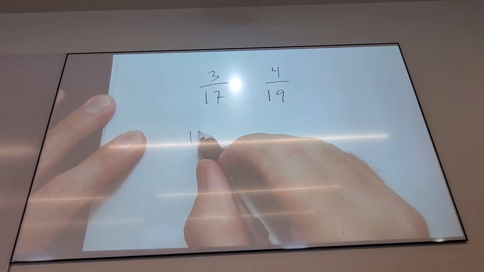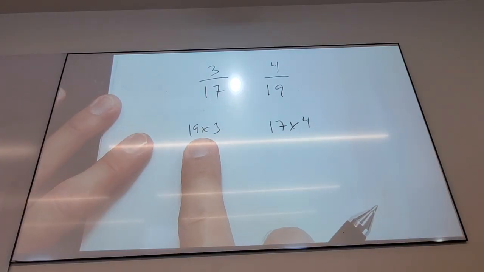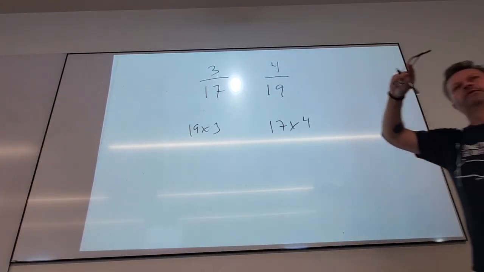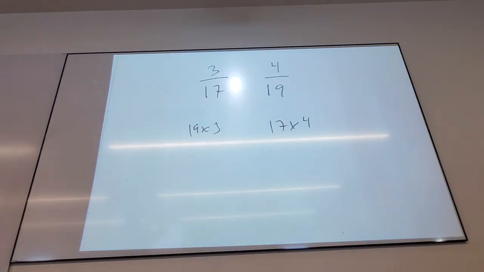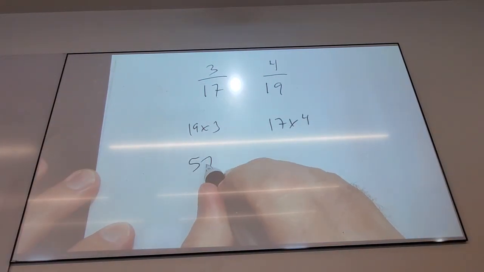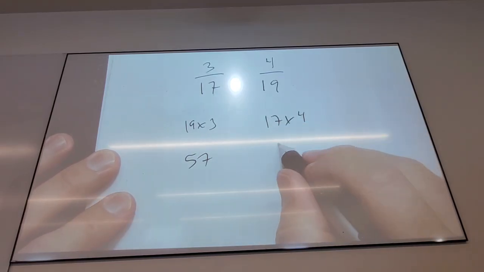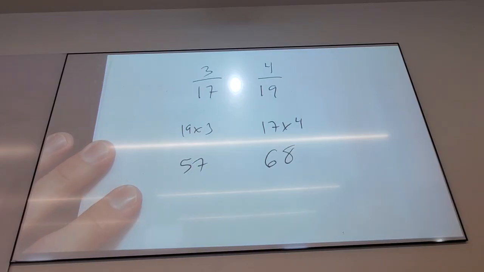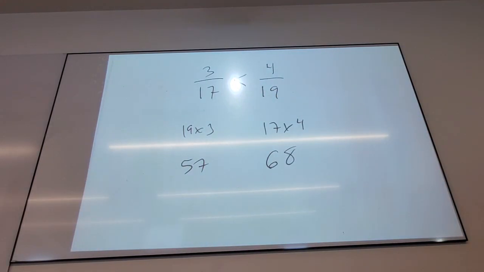So if you do 19 times 3 and 17 times 4, let's see if you can apply the idea I just used. What's 3 times 20? 60. So 19 times 3 is 1 less 3, 57. This one, 10 times 4 is 40, 7 times 4 is 28, so 68. So which way should the sign go? 3/17 is less than 4/19.